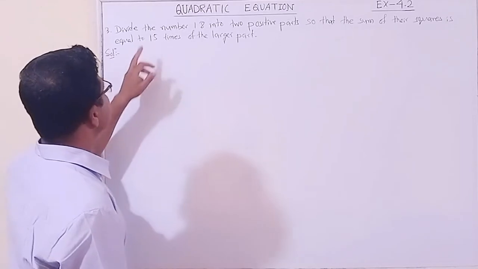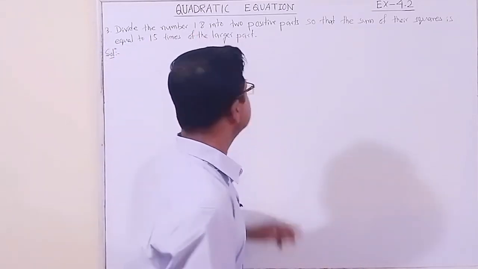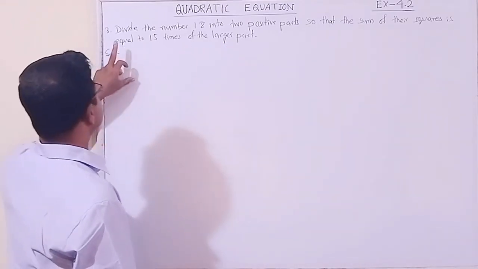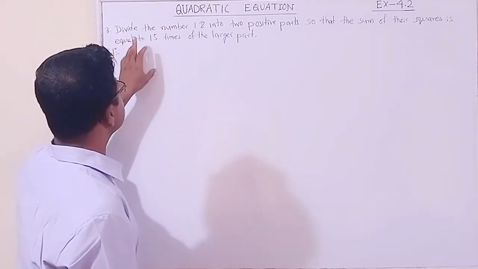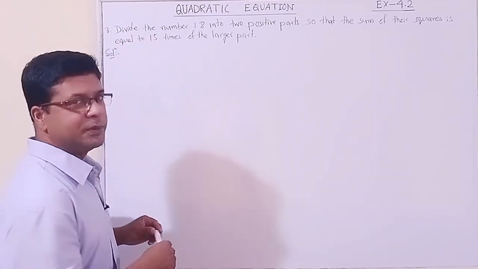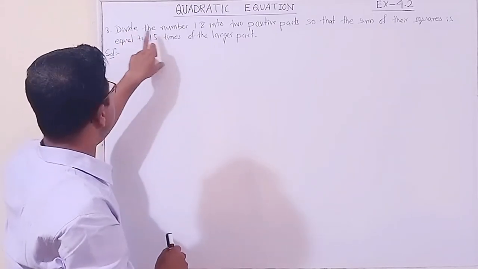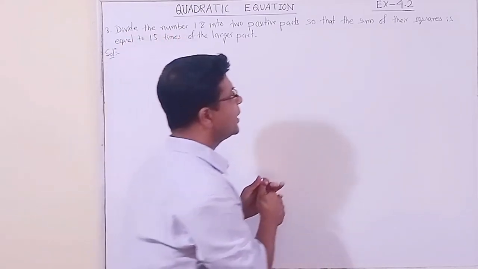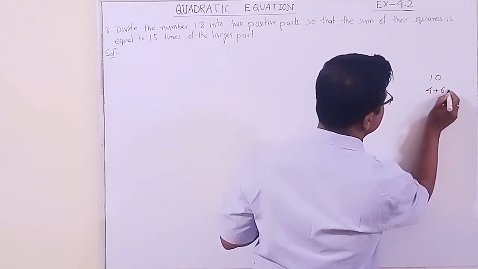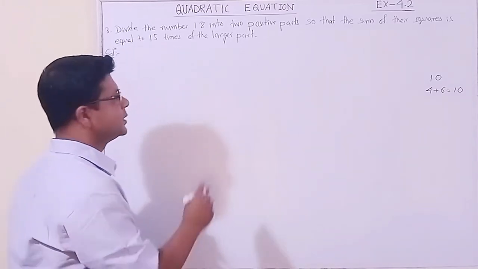Let us read the question. Divide the number 18 into 2 positive parts so that the sum of their squares is equal to 15 times the larger part. Now dear students, by the word divide, do not get confused. Divide doesn't mean here that we have to divide something. It is a case of sum. Suppose we divide 10 into 2 parts. That means you can take 4 plus 6 is 10. This is one example. Like this you can make many parts whose sum is 10.